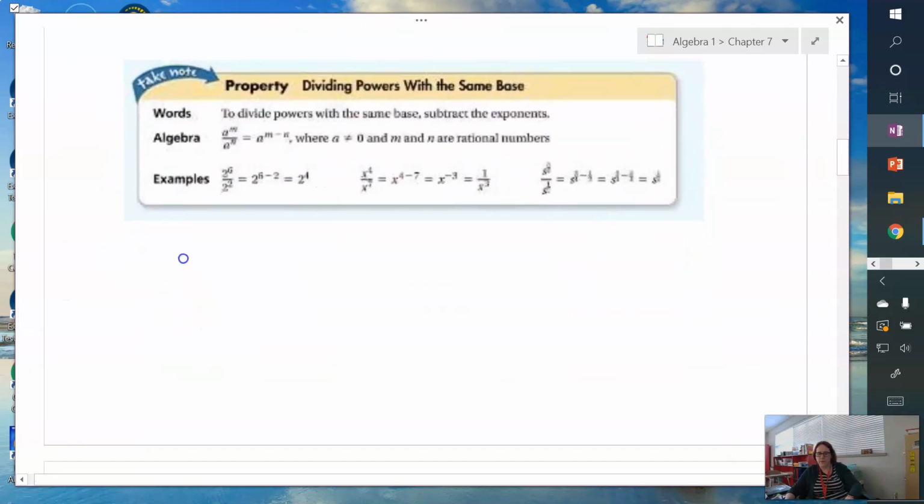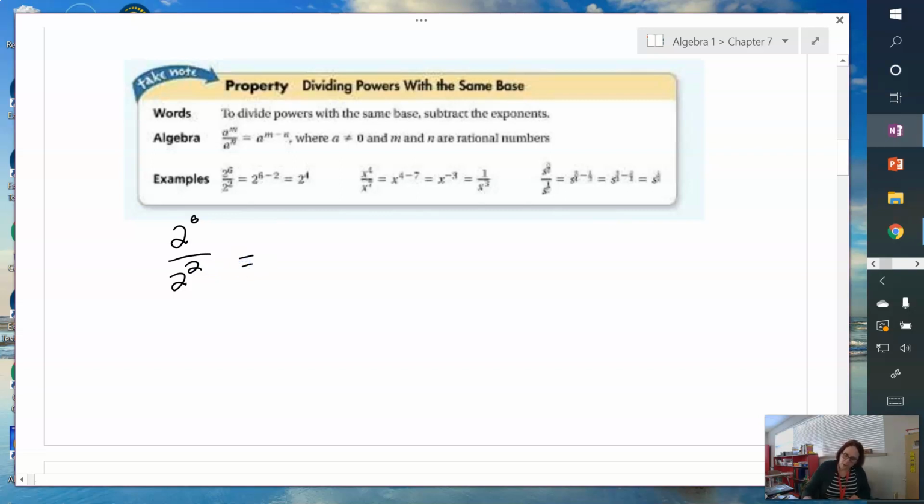Alright, so here's the shortcut for dividing powers with the same base. All you do is subtract their exponents. And here, I'll show you why. So they gave us an example of 2 to the 6 divided by 2 to the 2.